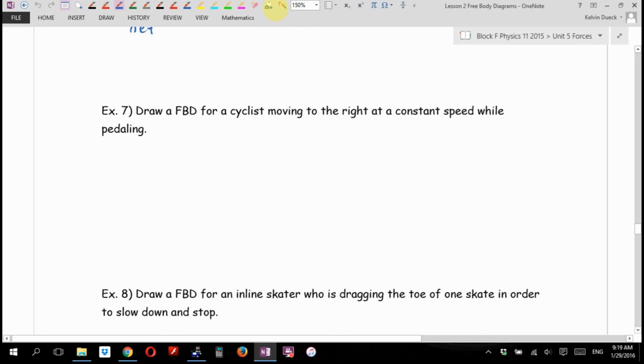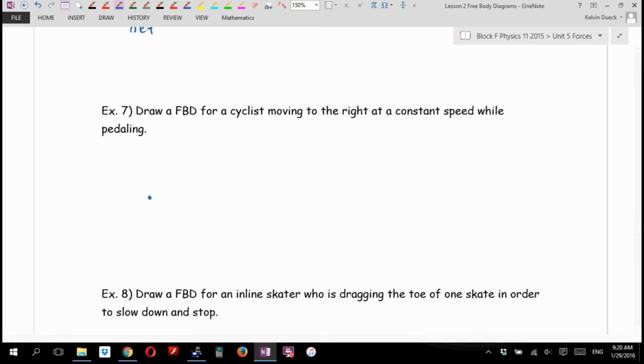What does FBD stand for? Free body diagram. Okay. So draw a free body diagram for a cyclist moving to the right at a constant speed while pedaling. This is why free body diagrams are nice, because I can't draw to save my life. I suck at it. Oh, there's my cyclist. Perfect drawing, Mr. Dewick.